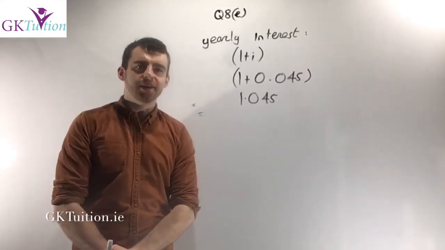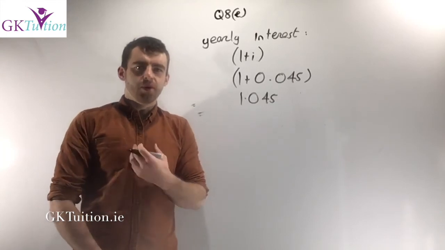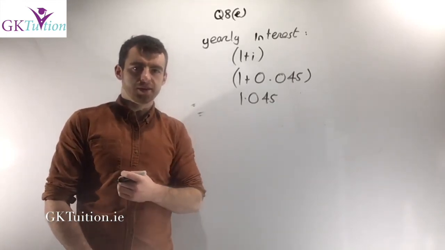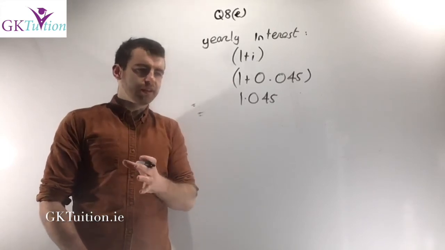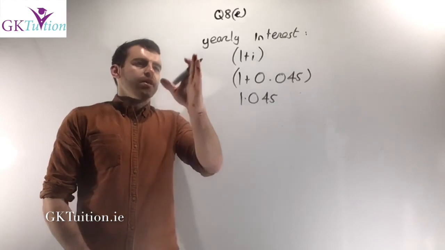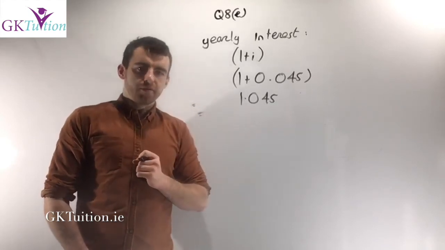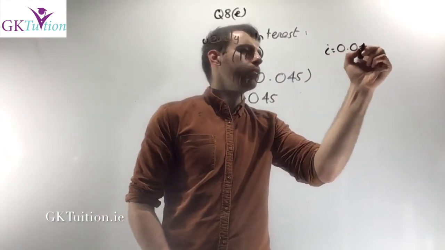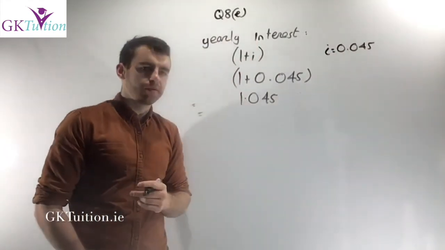Now part D is slightly different. We're told that he might want to pay this back in monthly installments rather than yearly installments. So I want to talk to you about this. It's straightforward enough, but we haven't come across it before. The yearly interest rate is 4.5%. And I worked out that we divided I by 100 and we wrote it as 0.045.